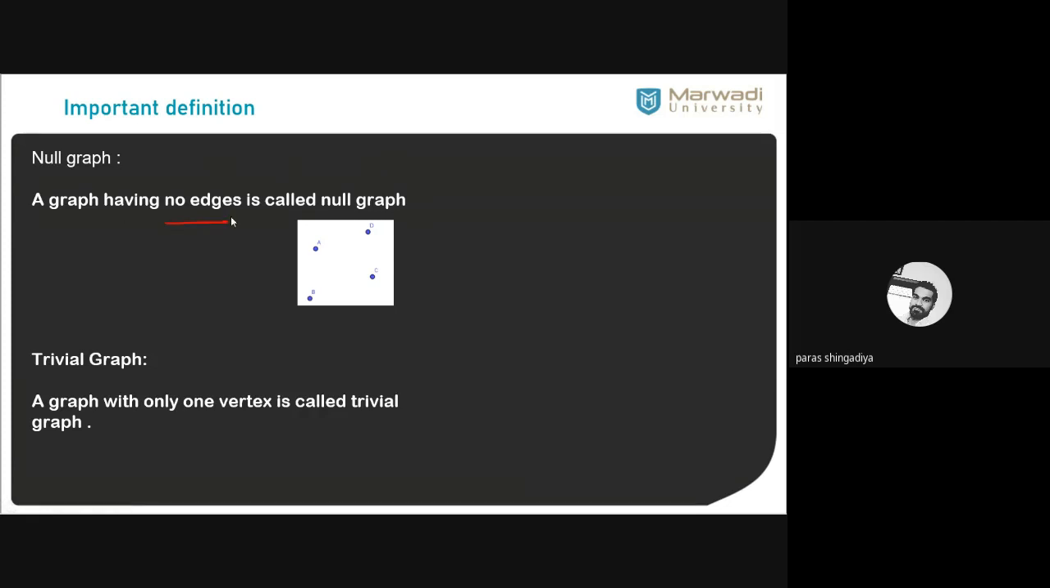And second is the trivial graph. A graph with only a single vertex. The graph has just one vertex and no edge, only a single vertex. This type of graph is known as a trivial graph. A collection of single vertices with no edges is called a null graph, and for only a single vertex in the graph, it is called the trivial graph. A graph with only one vertex is a trivial graph, and a graph having no edges is called the null graph. Simple definitions.